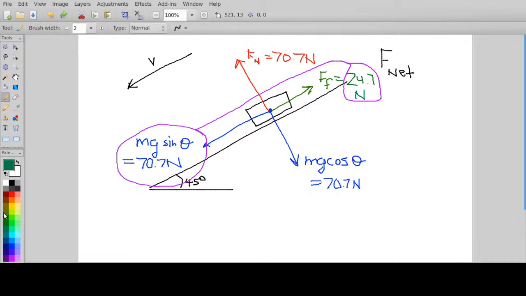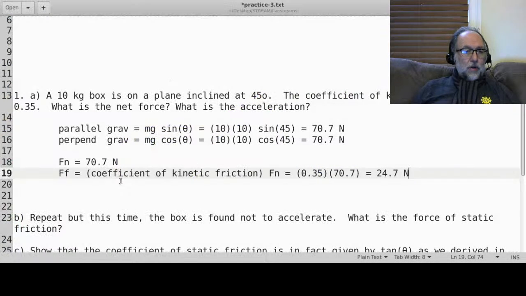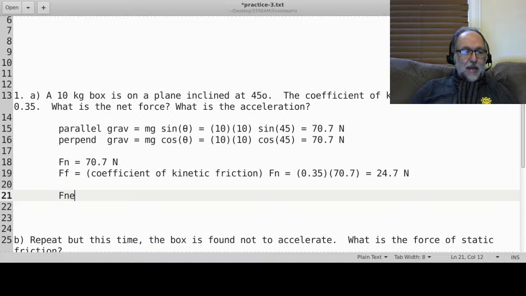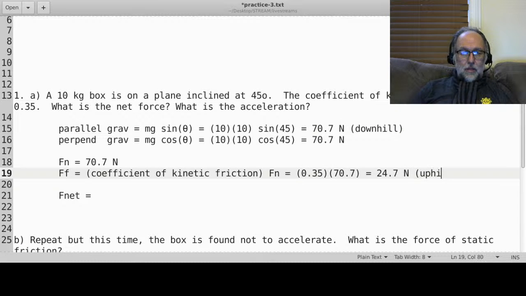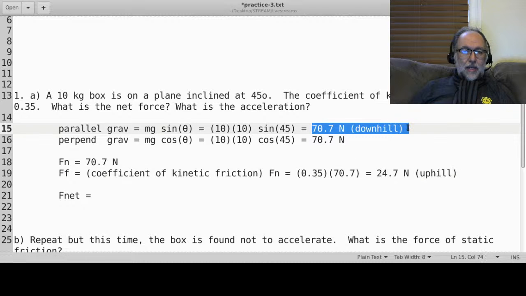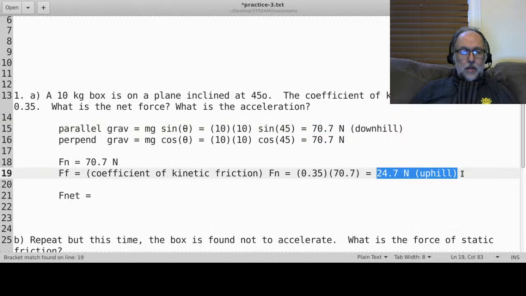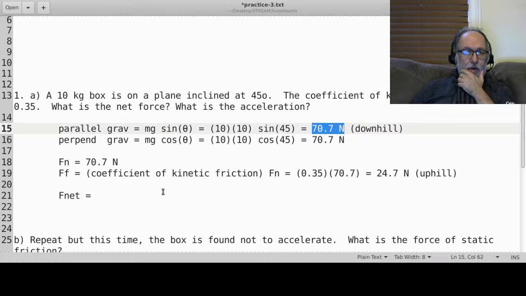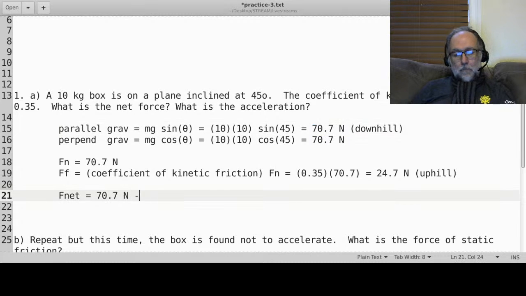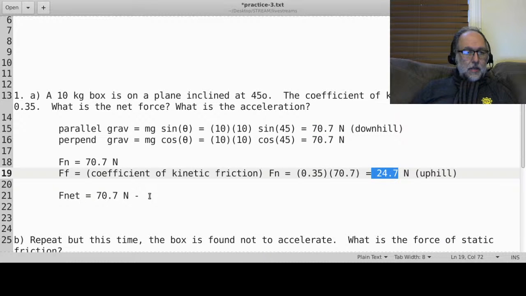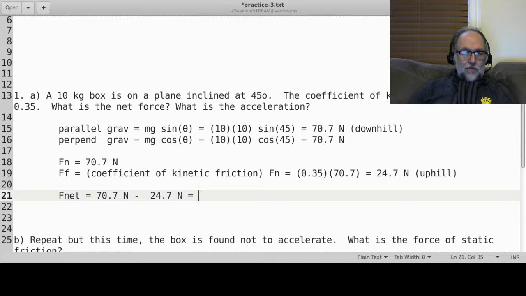And so now we can go back to our other board here, and we can say, okay, so F net, what is that equal to? Well, this one was downhill, so this was downhill. This one, frictional force, was uphill. So these are the two that were competing. Okay, that one and this one here. And you say, well, which one wins? Obviously, the downhill wins. So it's that one minus that one. And that's going to give you 46 newtons downhill.